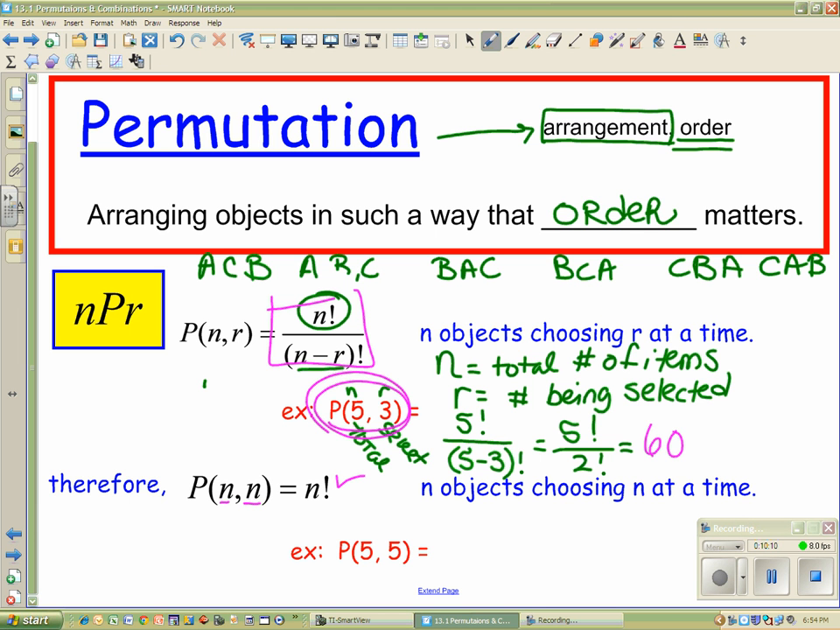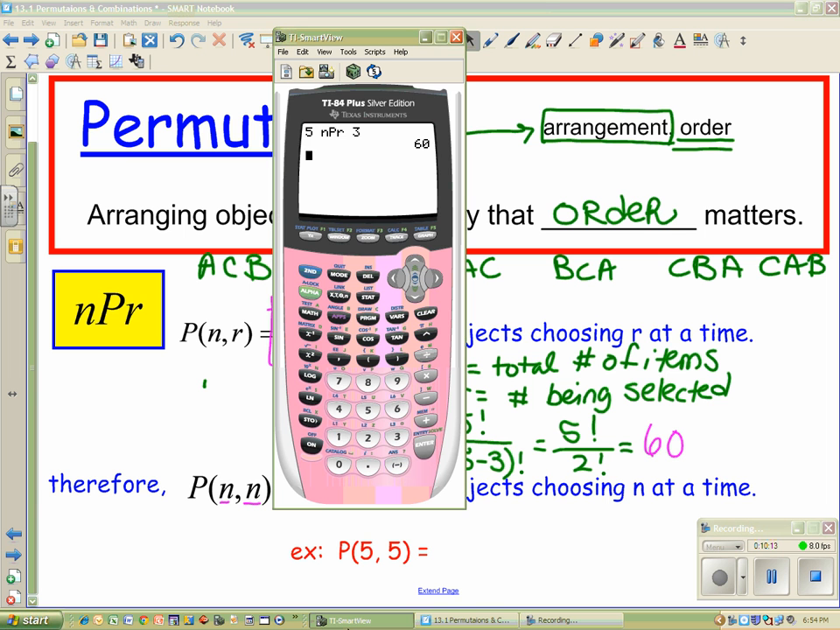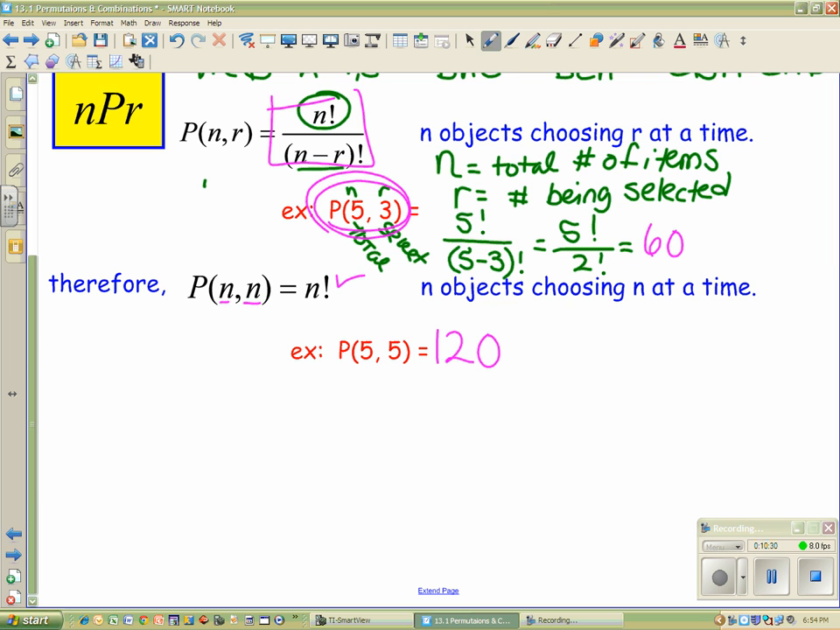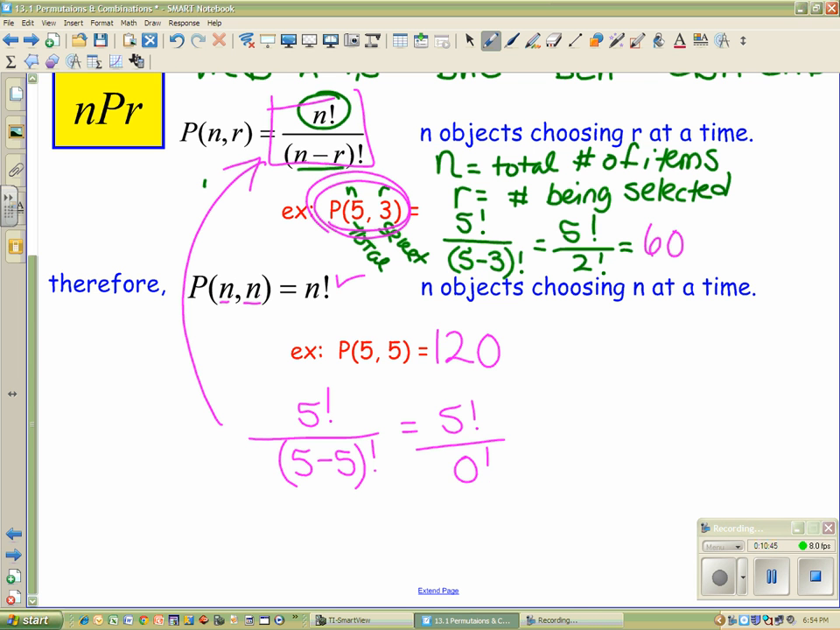If you do 5 choosing 5, go back to your calculator: 5, math, probability, option number 2, choosing 5, and it turns out to be 120 different ways that could occur. If you don't believe me, we can show it using the formula, 5 factorial over (5 minus 5) factorial. That gives me 5 factorial divided by 0 factorial, and 0 factorial is defined as 1, so you can see it comes back to 5 factorial.